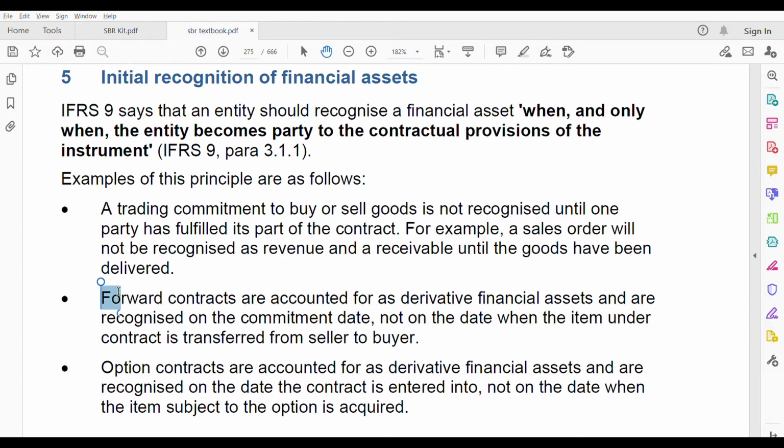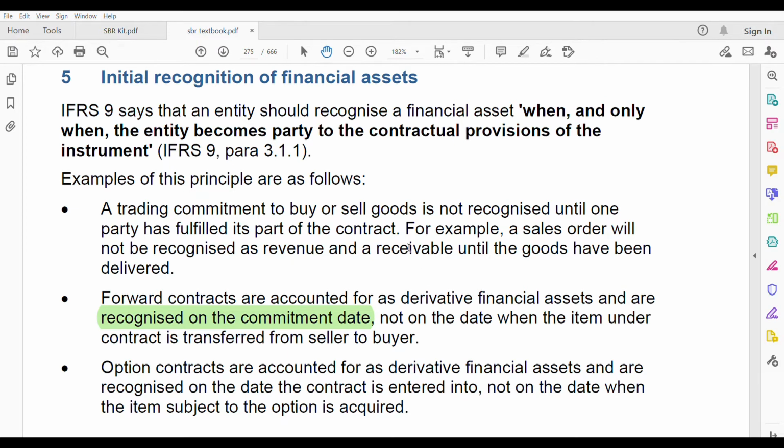Second example, they're talking about the forward contract. We know forward contract is a derivative. It is accounted for as a derivative financial asset and is recognized on the commitment date, not on the date when the item under the contract is transferred from seller to buyer. This is a bit different. This is not like the first example.